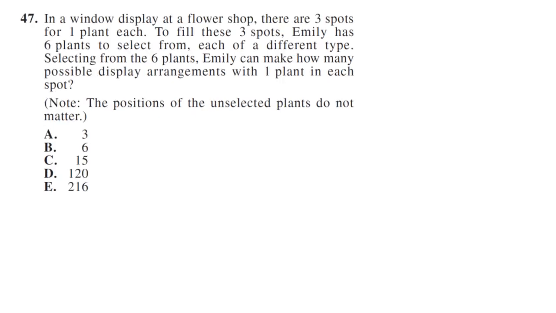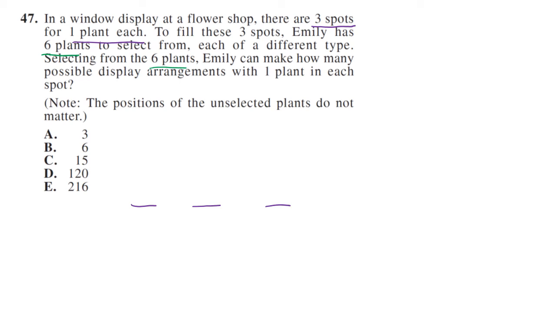In a window display, there are 3 spots for 1 plant each. So 1, 2, 3 spots. To fill these spots, Emily has 6 plants to choose from, each of a different type. Selecting from the 6 plants, Emily can make how many possible arrangements with 1 plant each spot?